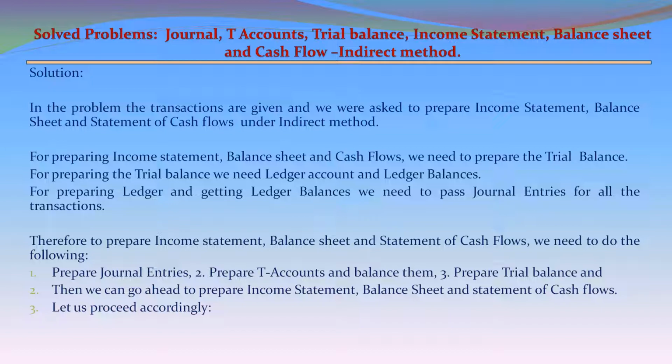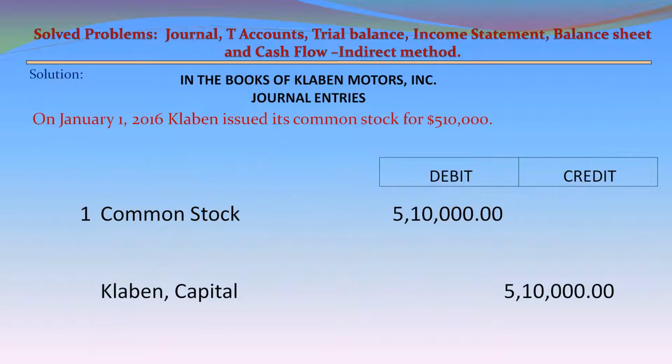Therefore, we need to do the following. 1. Prepare journal entries. 2. Prepare T accounts and balance them. 3. Prepare trial balance. And then we can go ahead to prepare the income statement, balance sheet and statement of cash flows under the indirect method as required in the problem. So let us proceed accordingly. In the books of Klaban Motors Inc.